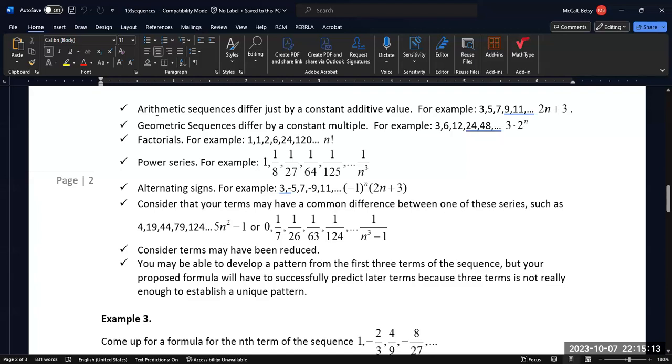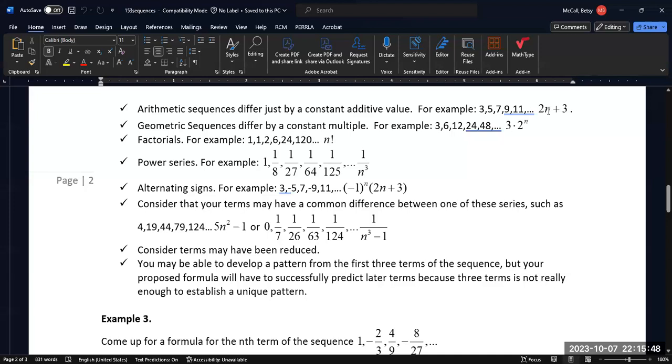So the simplest kinds of sequences are going to be arithmetic sequences, where you are just adding a constant value every time. So for instance, odd numbers, 3, 5, 7, 9, these all differ by 2. The way that you test to see if you have an arithmetic sequence is you take consecutive terms and you subtract them from each other, the larger one minus the smaller one, or the one further down the line minus the one earlier down the line. And if you get the same value every time, that is an arithmetic sequence.